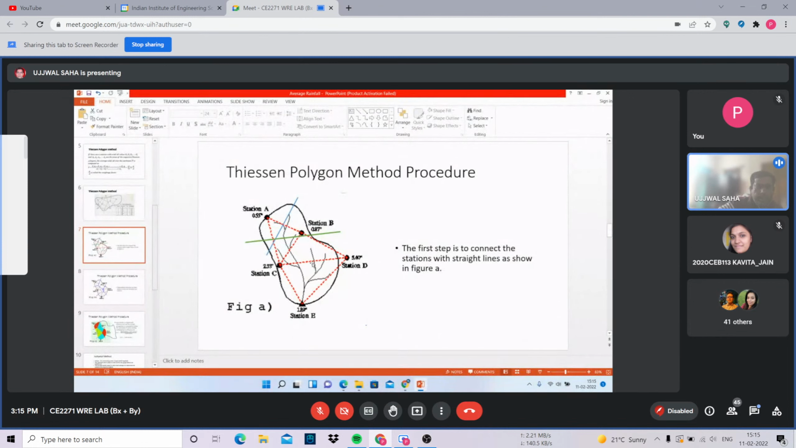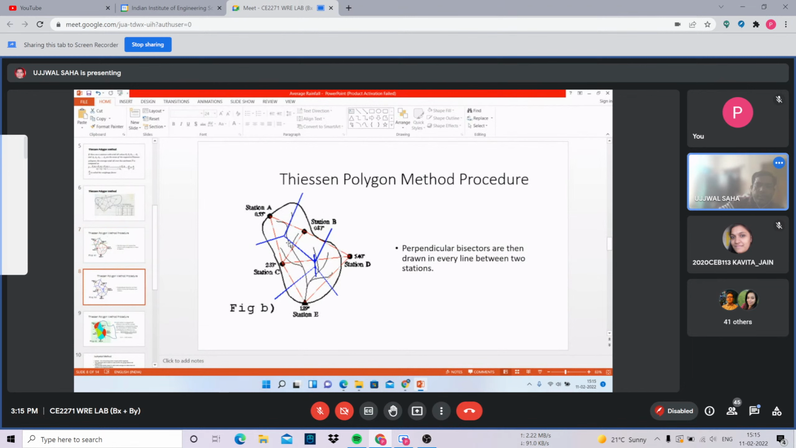we made the triangles. Then on each side of the triangle we draw the perpendicular bisector, and we let the perpendicular bisectors join each other. If three perpendicular bisectors join in a single point, it is okay. Otherwise we will be joining two, and then we can join these two separately in a line. Then automatically the area will be divided. Thiessen polygons will be created.